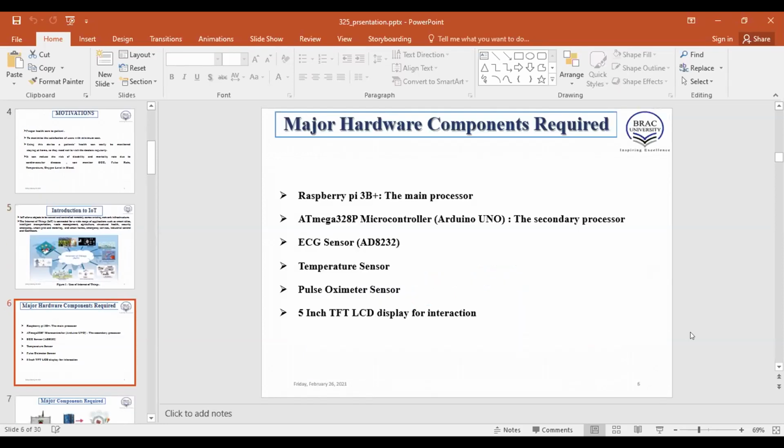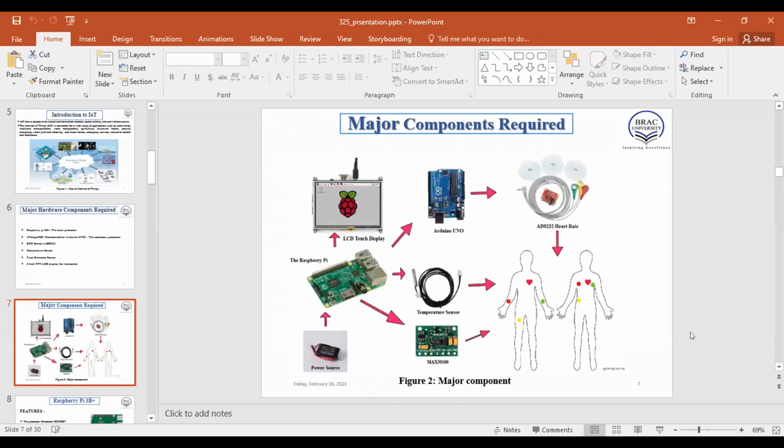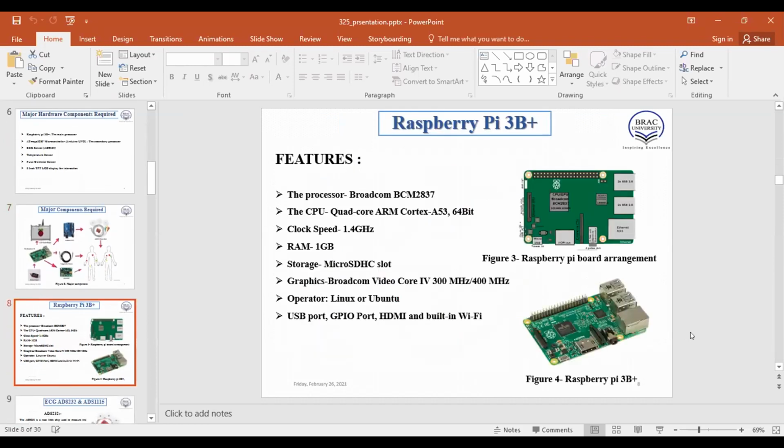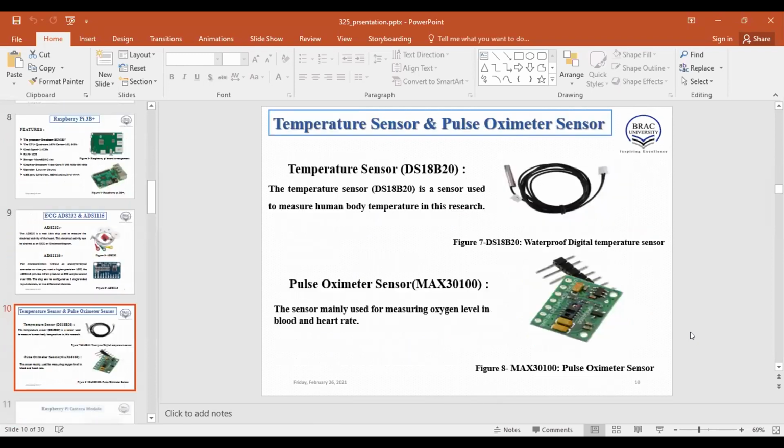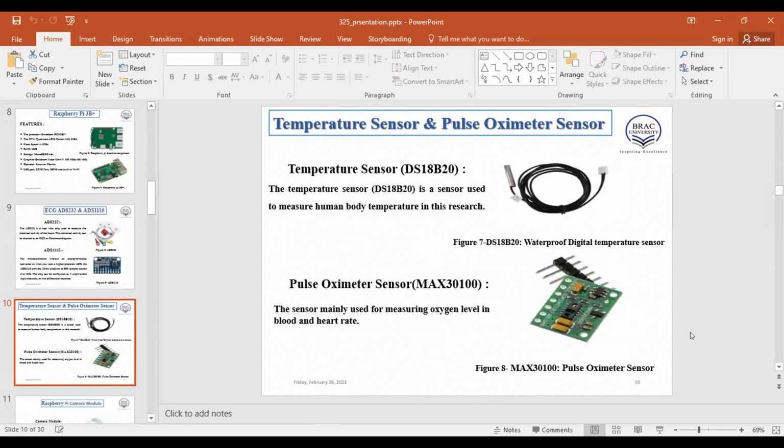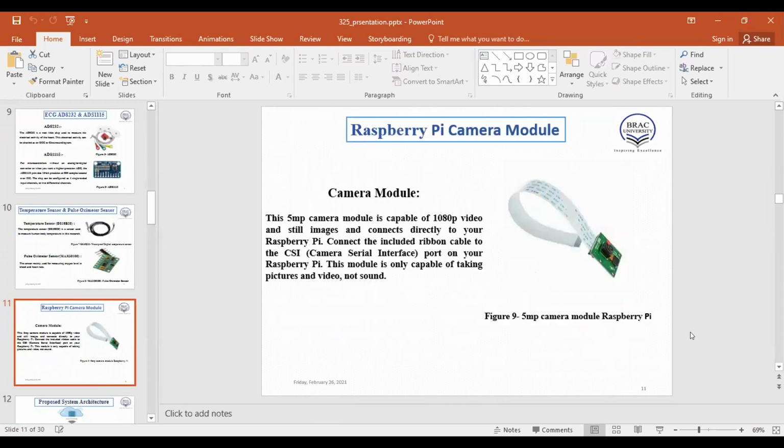The major hardware components required for this work are Raspberry Pi 3B+, Arduino Uno, ECG sensor AD8232, temperature sensor, pulse oximeter sensor MAX30100, and a 5-inch display and a camera. Major components are shown in this diagram used in this work. Here are the features of Raspberry Pi 3B+, and the sensors AD8232, ADS1115, temperature sensor DS18B20, pulse oximeter sensor MAX30100, and a camera module for Raspberry Pi.